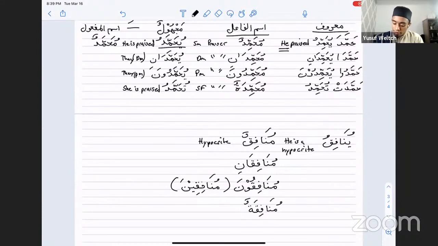Right, and then you can do that by yourself, because dual is generally ani, and plural is generally una, and feminine has a ta on the end. But essentially, it's made from the mudari'. So yunafiqu, yunafiqani, it's already there, yunafiquna. So the only difference is this has a ya and this has a meem.